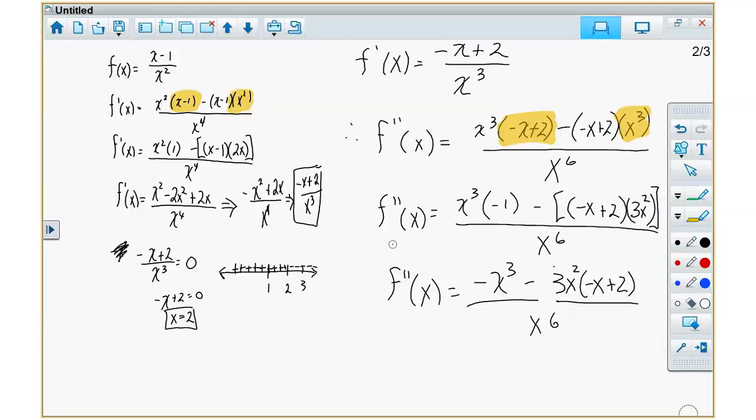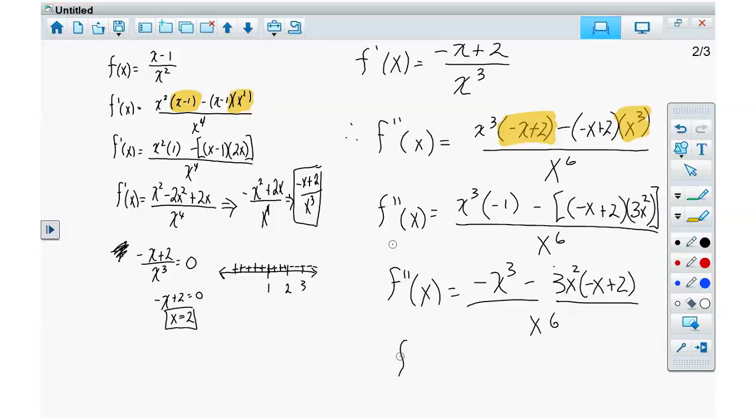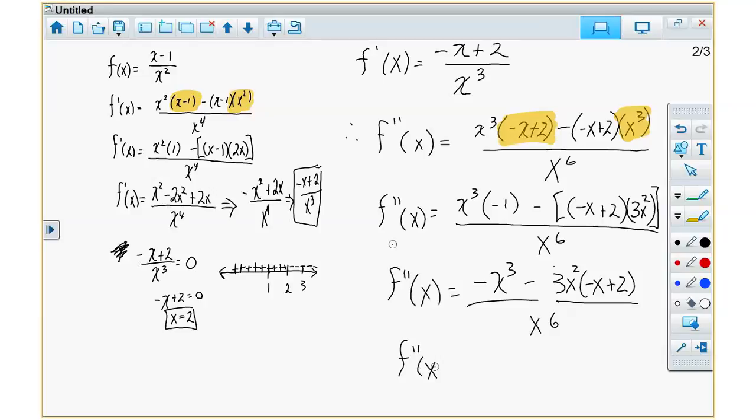So that's going to give me, trying to get it where y'all can see it. F double prime of x is equal to negative x cubed minus 3x squared times negative x is positive 3x cubed. And then negative 3x squared times negative 2 is negative 6x squared over x to the 6th.